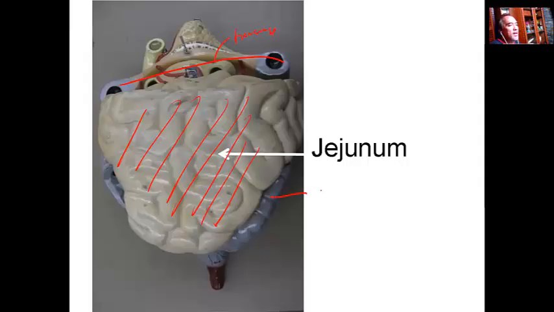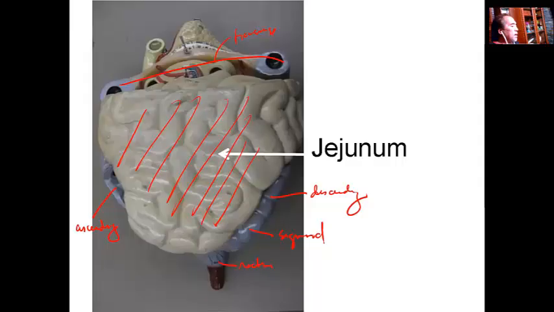And this should be descending. Since I'm looking at the anterior view, I can identify the columns. This is the ascending. This is the rectum. This is the sigmoid.